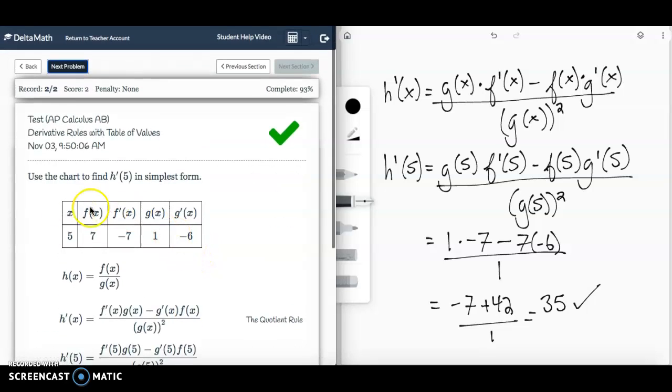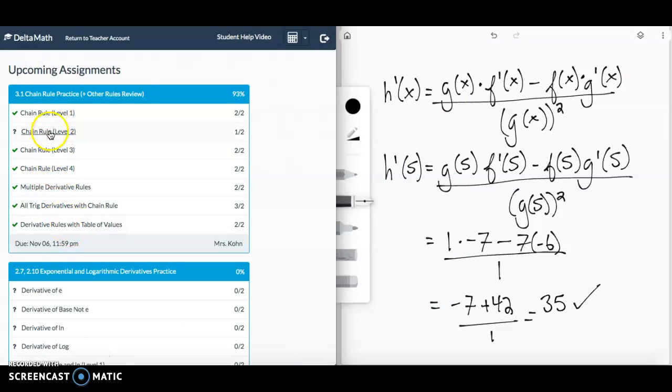Don't try to do these ones in your head. It's easier if you write it out, I promise. Just find some scrap paper. All right, so that is 3.1 chain rule practice, the rest of it. Let me know if you have any questions.